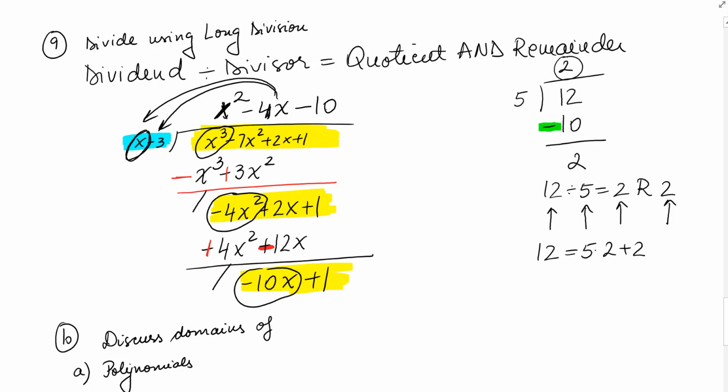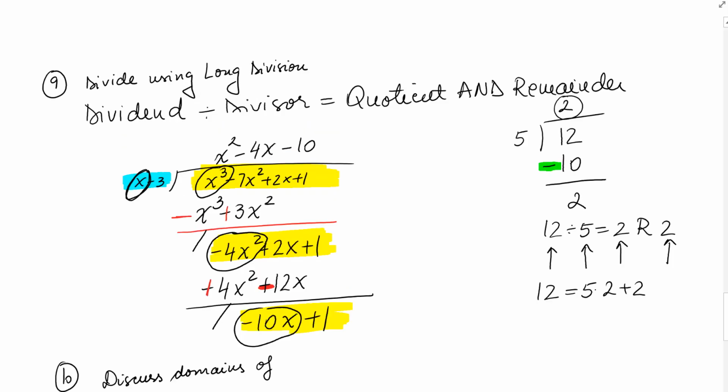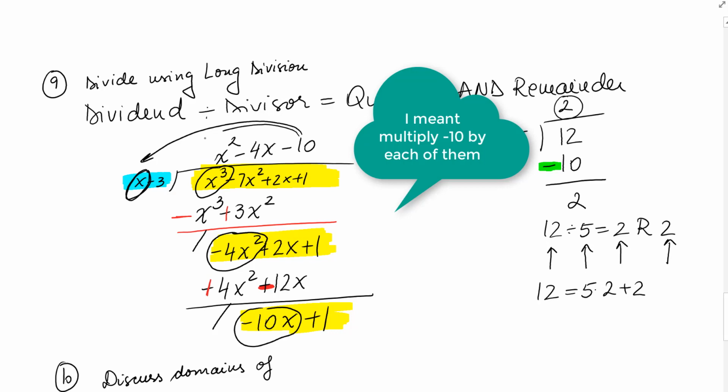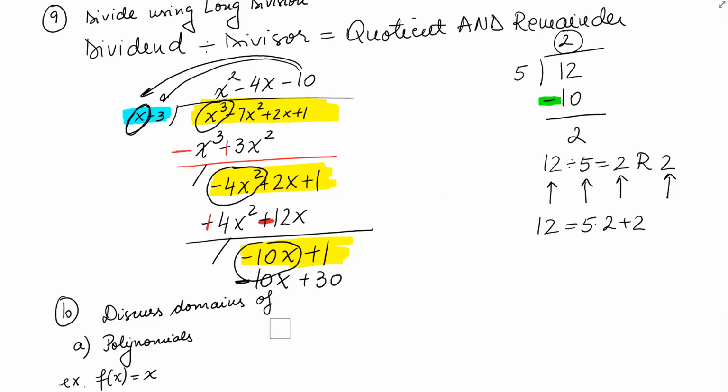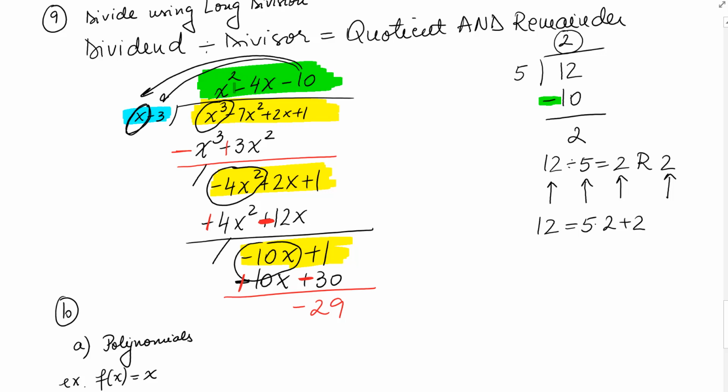And now again, we multiply by each of them. So we get negative 10x plus 30. And again, we subtract. Let me clean this up. So we get plus and then minus, and we end up with negative 29. So the solution is x squared minus 4x minus 10. This is the quotient, and this is the remainder.